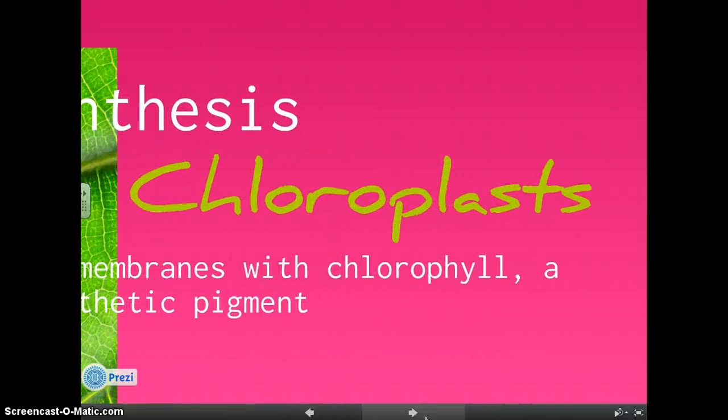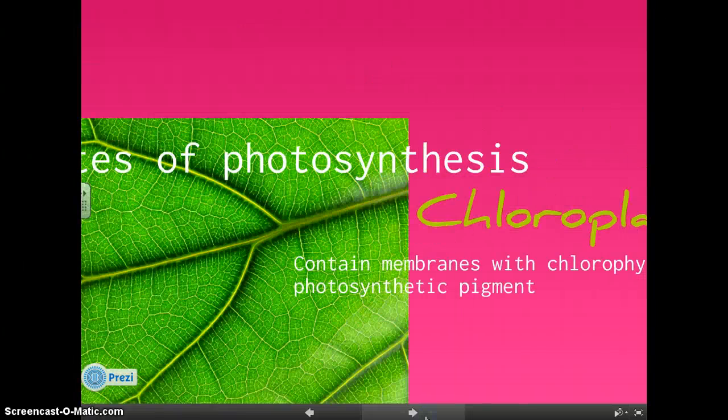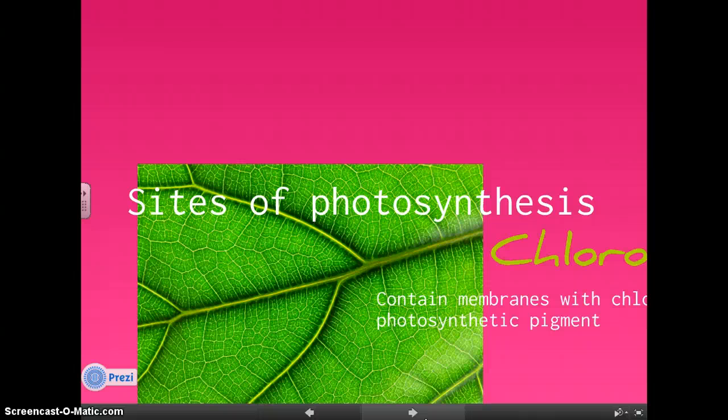Chloroplasts are going to be found in plant cells, and these contain membranes with chlorophyll, which is your photosynthetic pigment. So its job is to undergo photosynthesis.